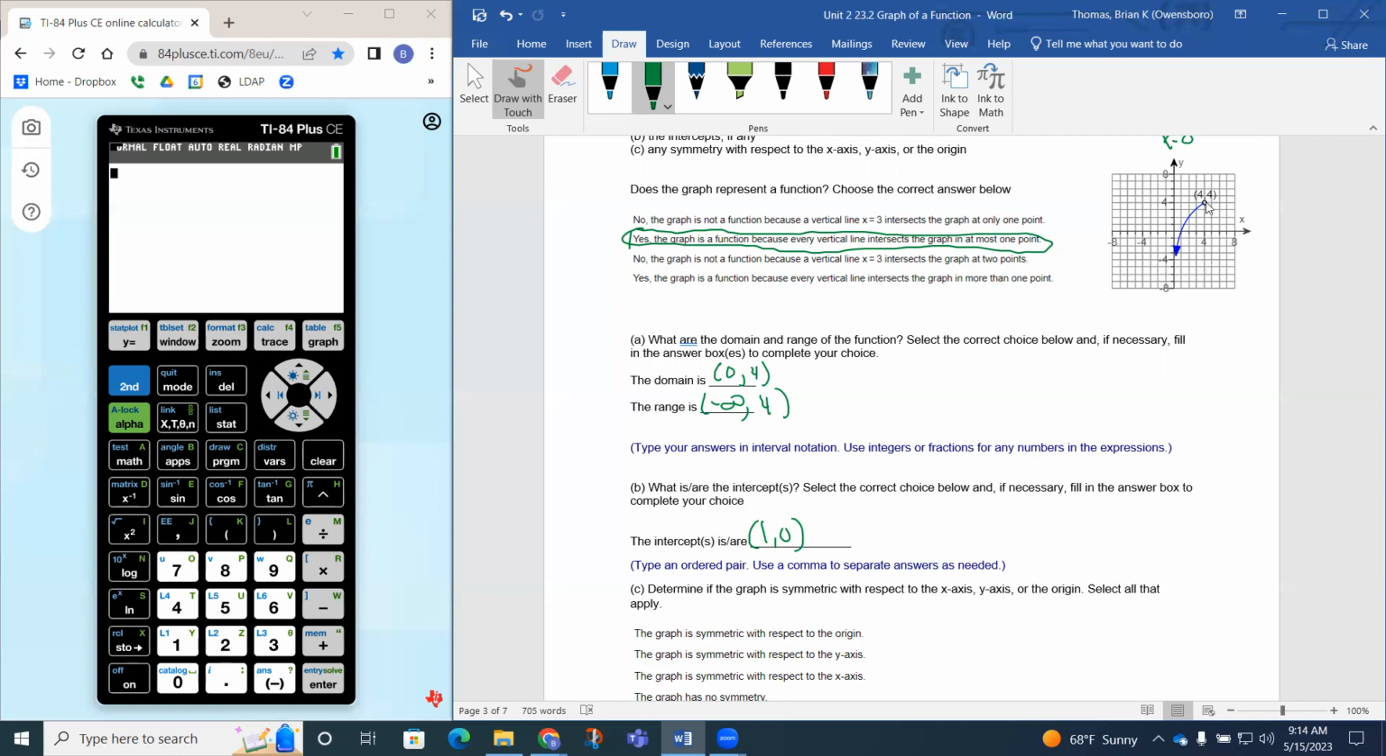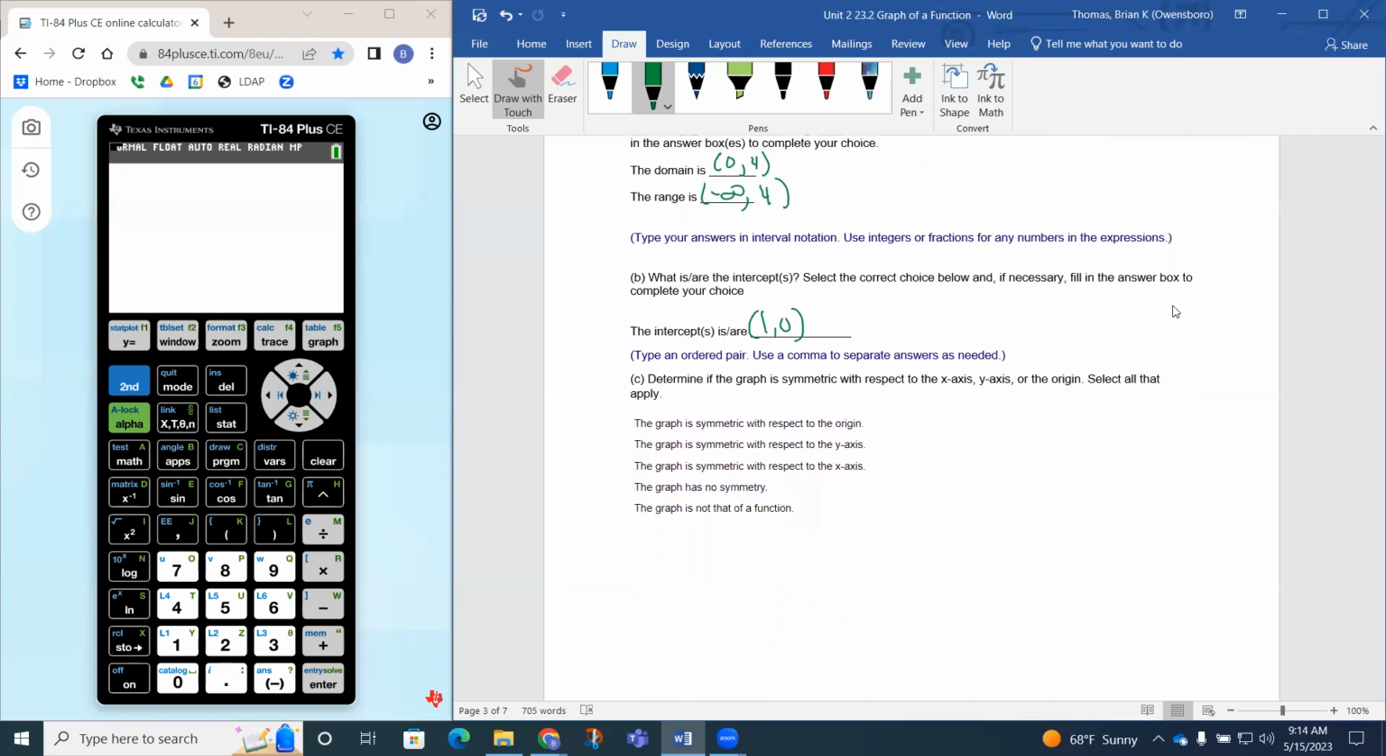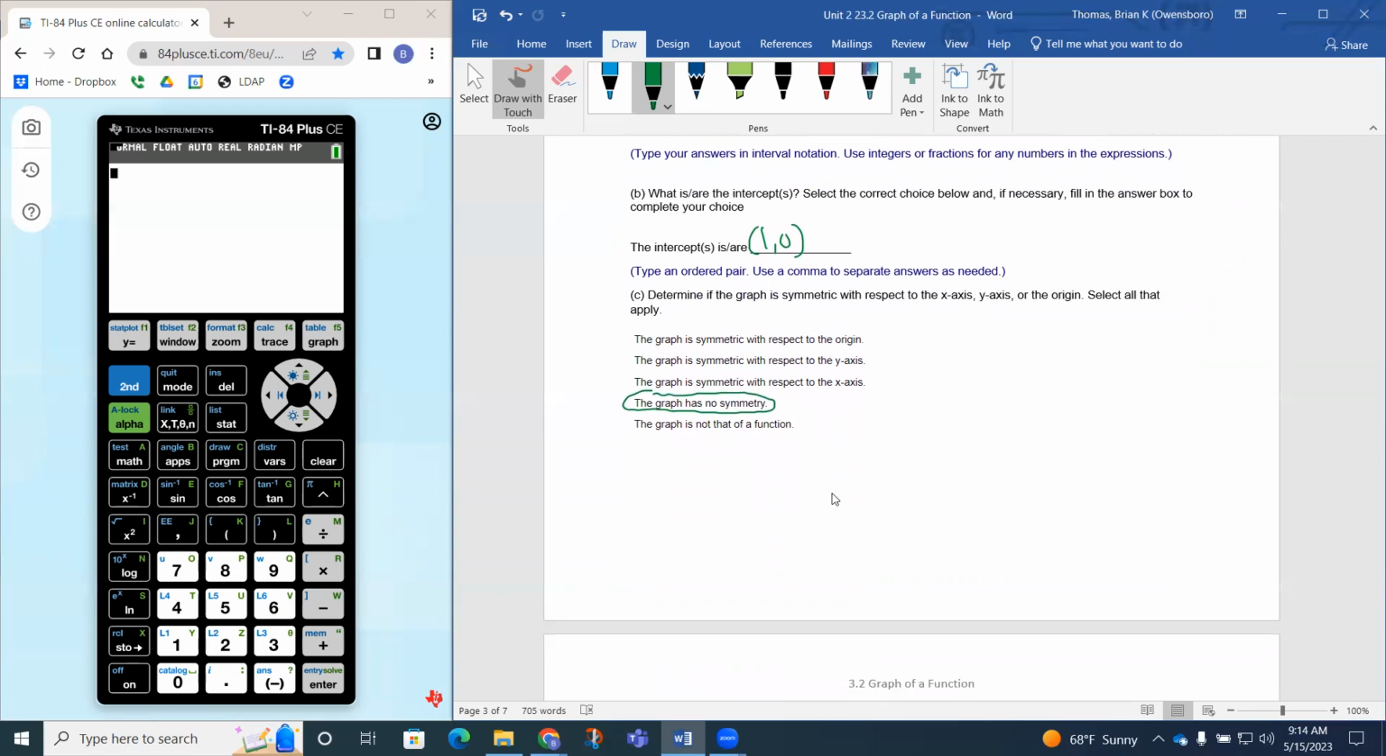For the origin, there's got to be this mirroring across the origin. So if there's this (4, 4), there's got to also exist this (-4, -4). So we're not seeing mirroring across the origin either. So this does not have any symmetry. From what we're talking about, there's no x-axis, y-axis, or origin symmetry. Now, it was a function, but it didn't have any of these symmetries, so we just had no symmetry there.